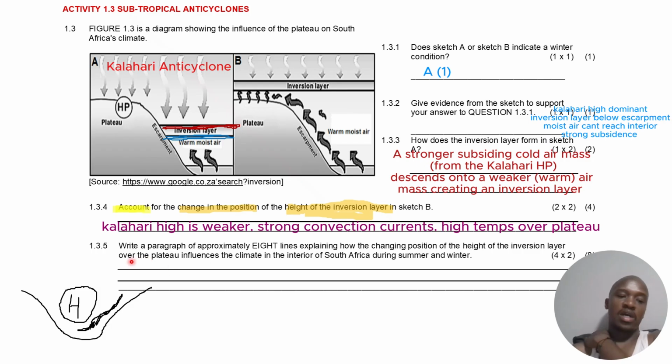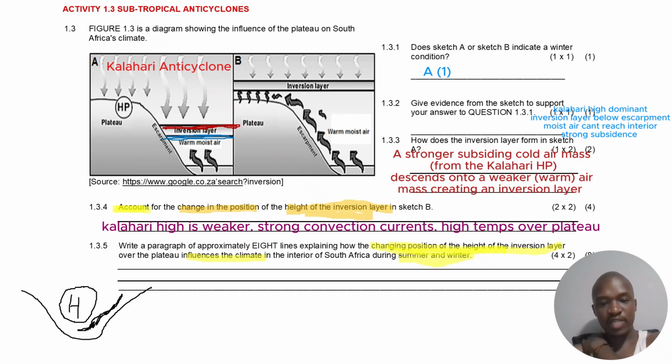Okay, write a paragraph of approximately 8 lines, right? Explaining how the change of position or change of height of the inversion layer over the plateau influences climate over South Africa during summer and winter. You see, I highlighted the main points.